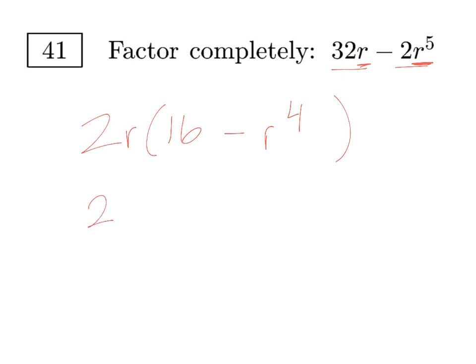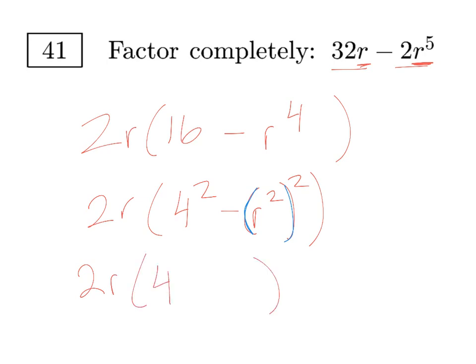16 is the same thing as 4 squared. And r to the 4th is the same thing as this. Watch out for this. R to the second to the second. All right, so I have this quantity here squared. So that's a difference of squares. So I could rewrite this as 2r times 4 minus r squared times 4 plus r squared.